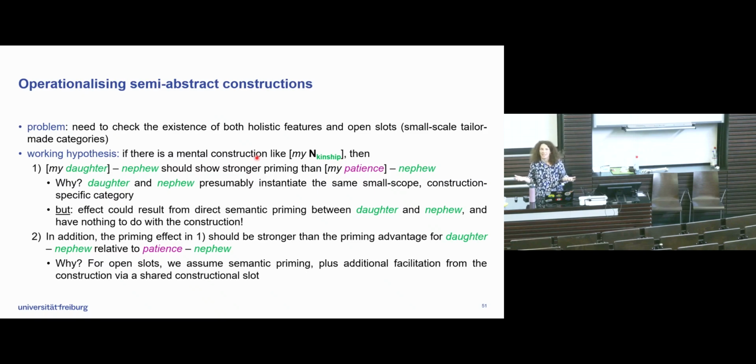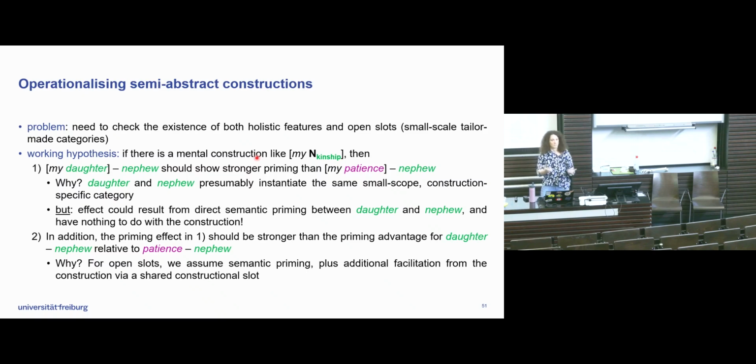Now you might say, okay, that's obvious. Anyone would have expected that, and that's not new at all, because that's just semantic priming, right? So that's semantic priming between items that are similar. This doesn't come from the construction. This simply comes from the lexical semantic contribution of nephew and daughter. They are semantically connected, so probably "my" isn't doing anything here.